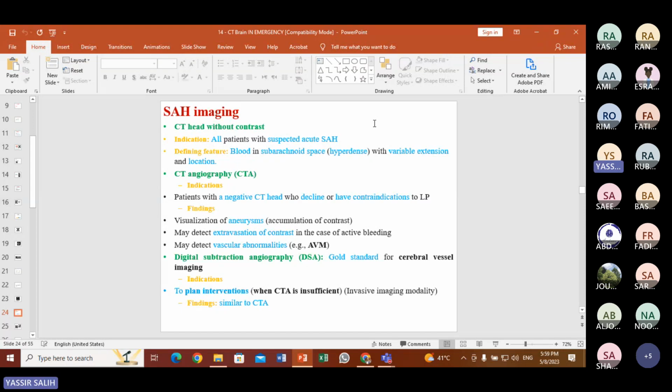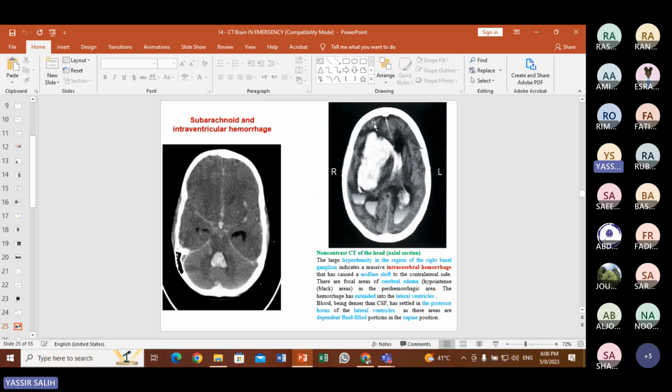Sometimes we may do digital subtraction. Although it is the gold standard, we do not always start with it. Why? Because it is an invasive imaging technique, with a lot of intervention, and it requires an incision, guide wires, and a catheter. So it is a very invasive imaging technique, although it is the gold standard for demonstration of the blood vessels.